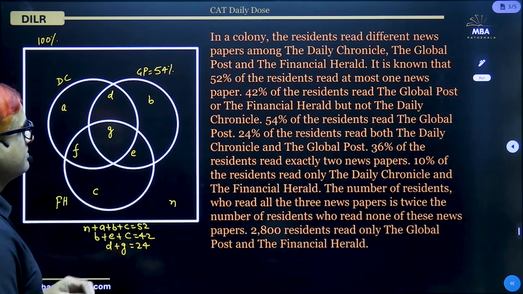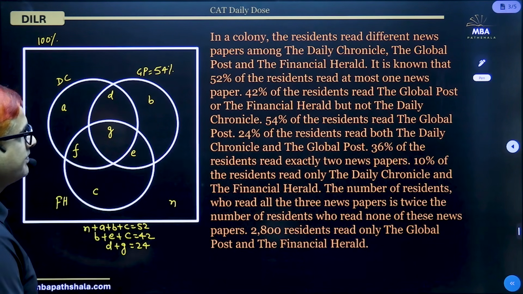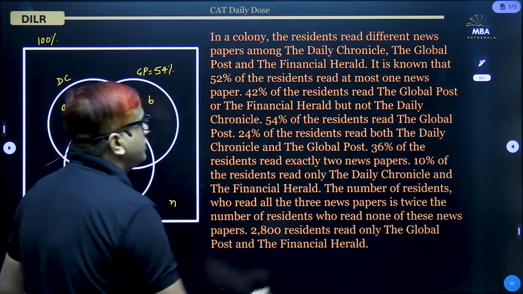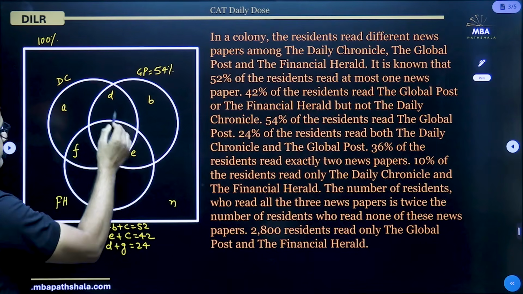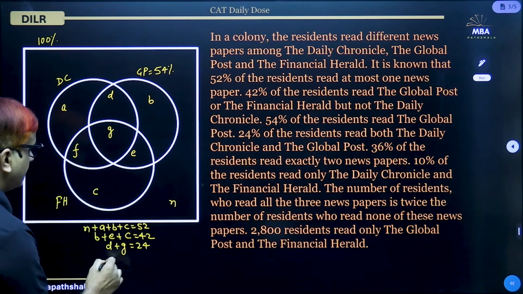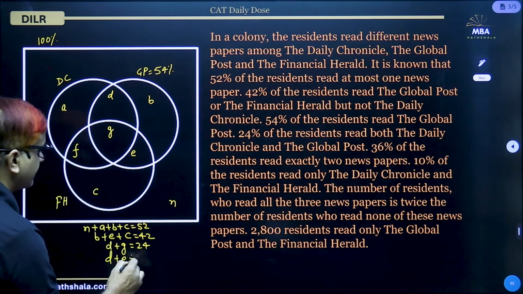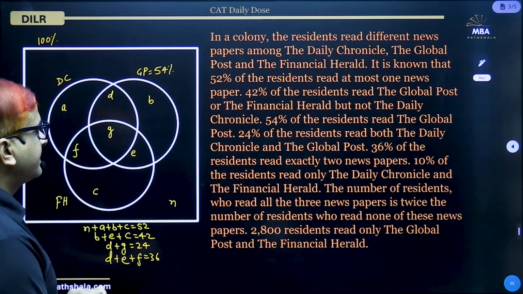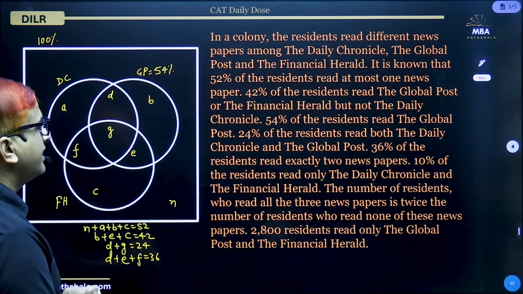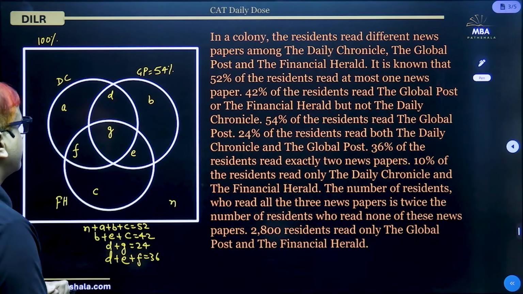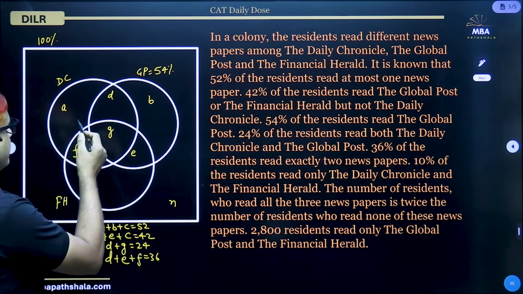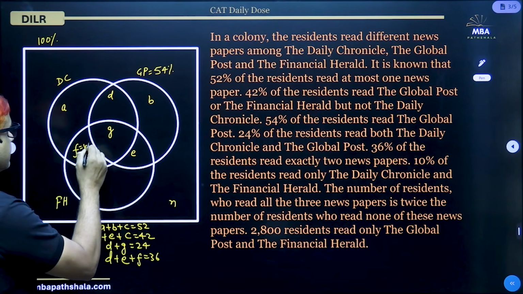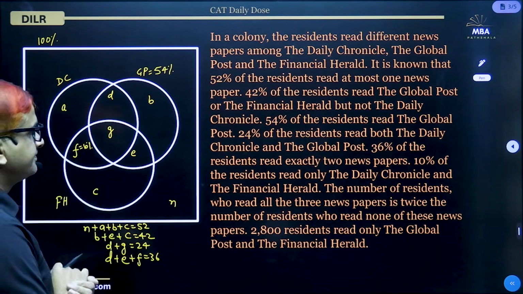All the data is in terms of percentage. Here, 36% of the residents read exactly 2 newspapers. So exactly 2, that will be D plus E plus F. We are given D plus E plus F as 36. Then 10% of the residents read only the Daily Chronicle and the Financial Herald. Only the Daily Chronicle and the Financial Herald, that is F. F is given as 10% of the total.